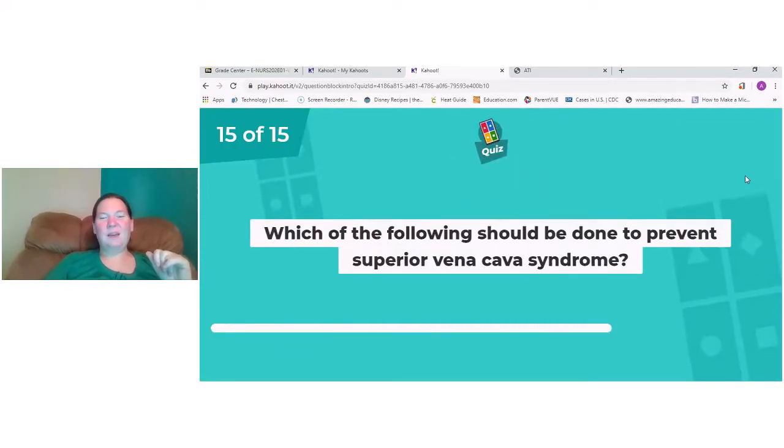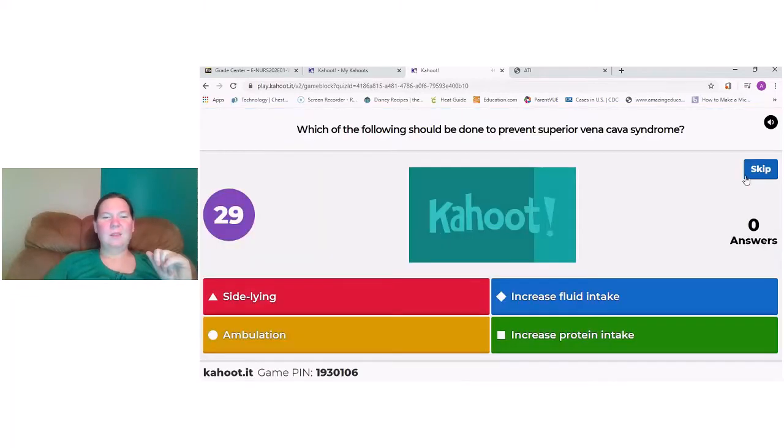Which of the following should be done to prevent Vena Cava syndrome? Side lying, increased fluid intake, ambulation, or increased protein intake?